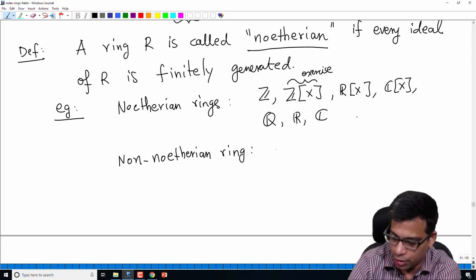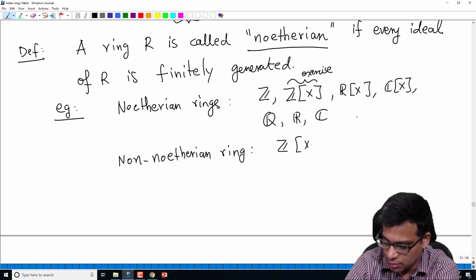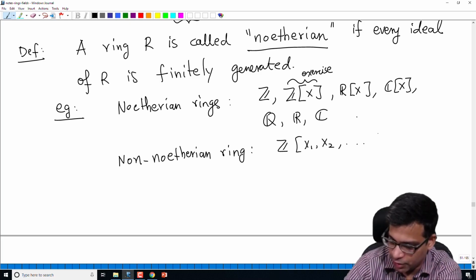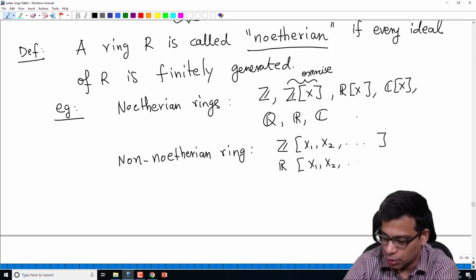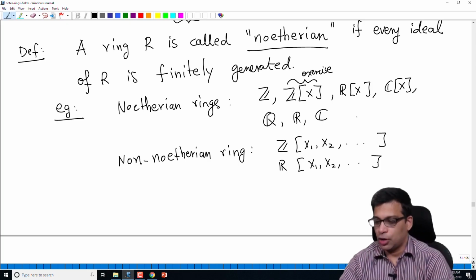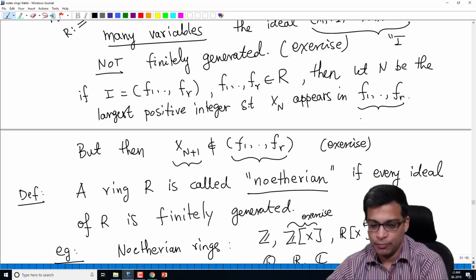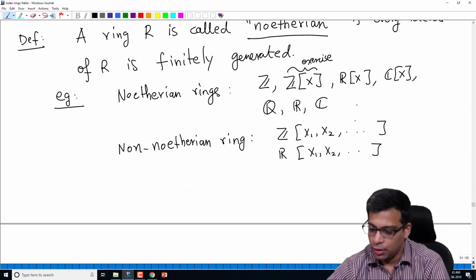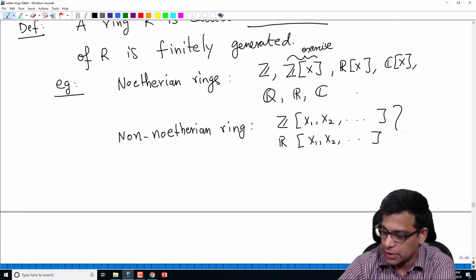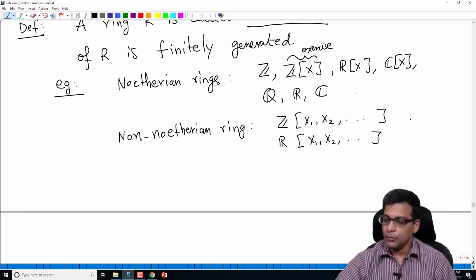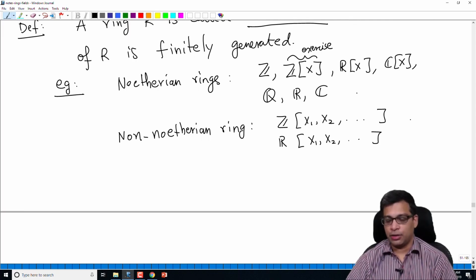Something that's not Noetherian. The only example we know is the polynomial ring in infinitely many variables, where of course I can put coefficients to be anything I want. So these are not Noetherian because I have said here that the ideal generated by all the variables is not finitely generated. And we will see one more example of a non-Noetherian ring later, but non-Noetherian rings are very rare. So that's the takeaway from this. And the most interesting examples that we will study in this course are Noetherian.